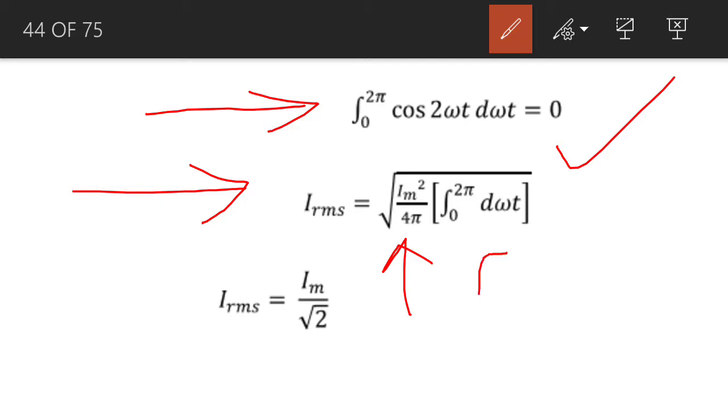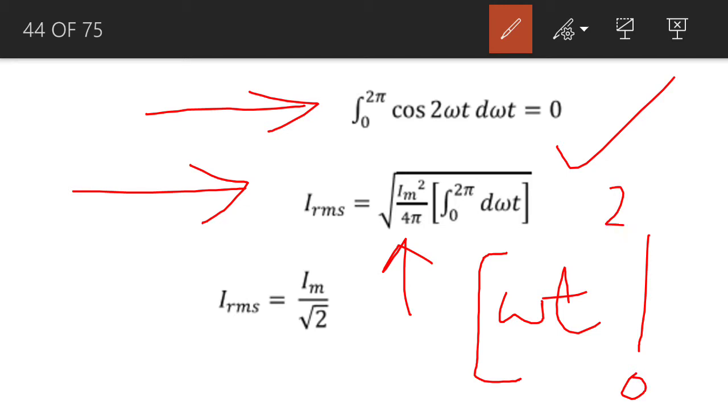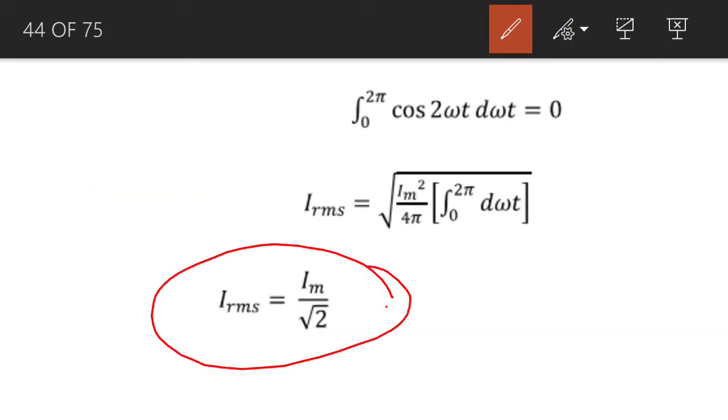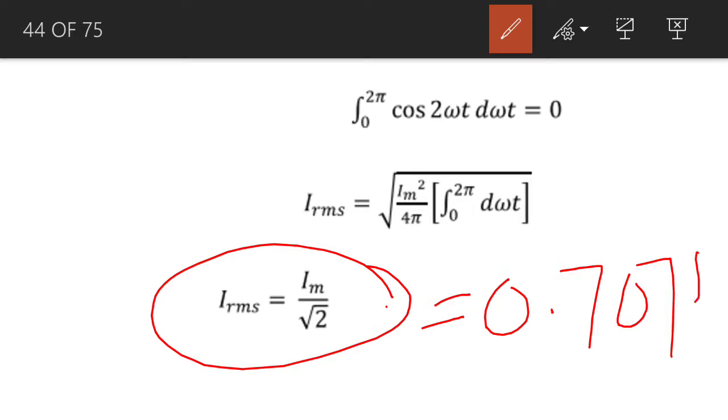And we know that the integration of d omega t is omega t, and the limits are 0 and 2 pi. So if we simplify this particular equation, the root mean square value of the AC current will be equal to the maximum value by under root 2. If you know the peak value of the AC current, you can calculate the root mean square value of the AC current with the help of this particular equation. And this equation can be written as 0.707 multiplied by the maximum value of the current.